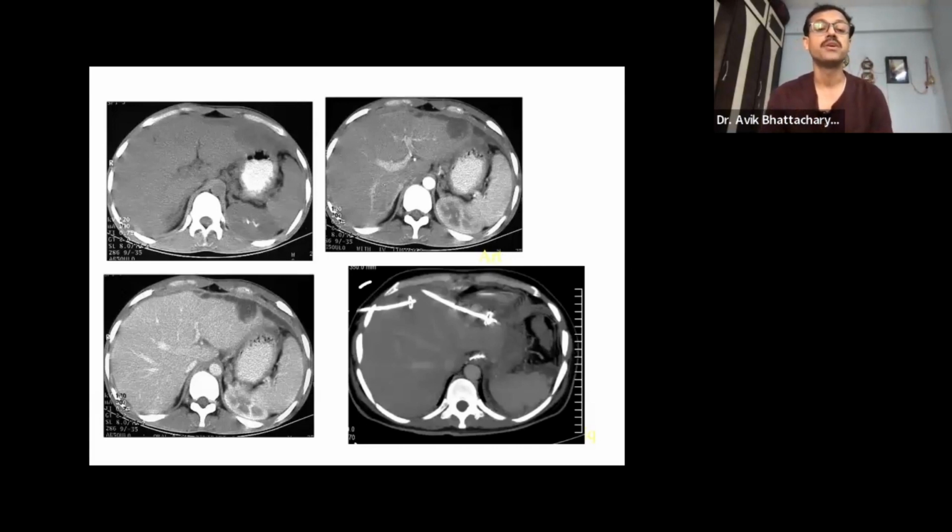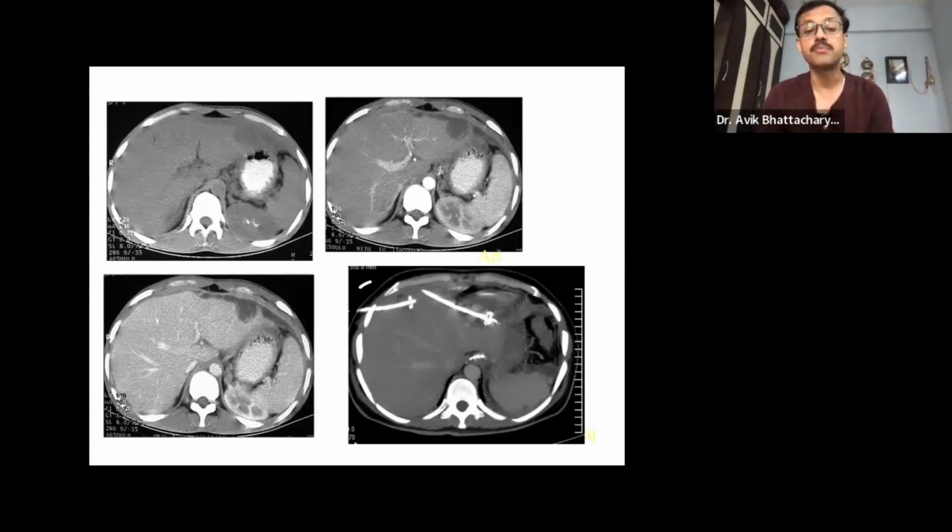this picture where we could see there are 4 pictures. The last picture is the post-procedure, post-catheter drainage picture, but the first 3 pictures are non-contrast, arterial phase and portal venous phase of a contrast study of CT scan. Here you could see the lesion is situated in the left lobe of the liver.